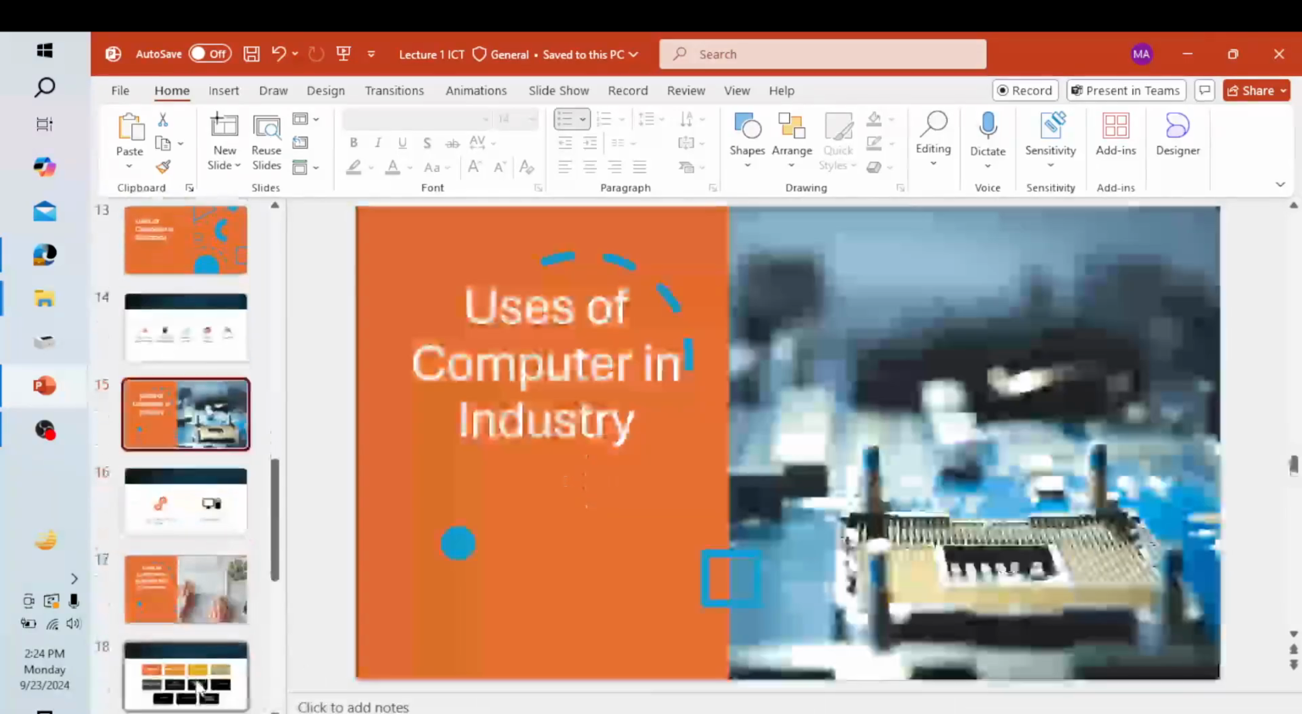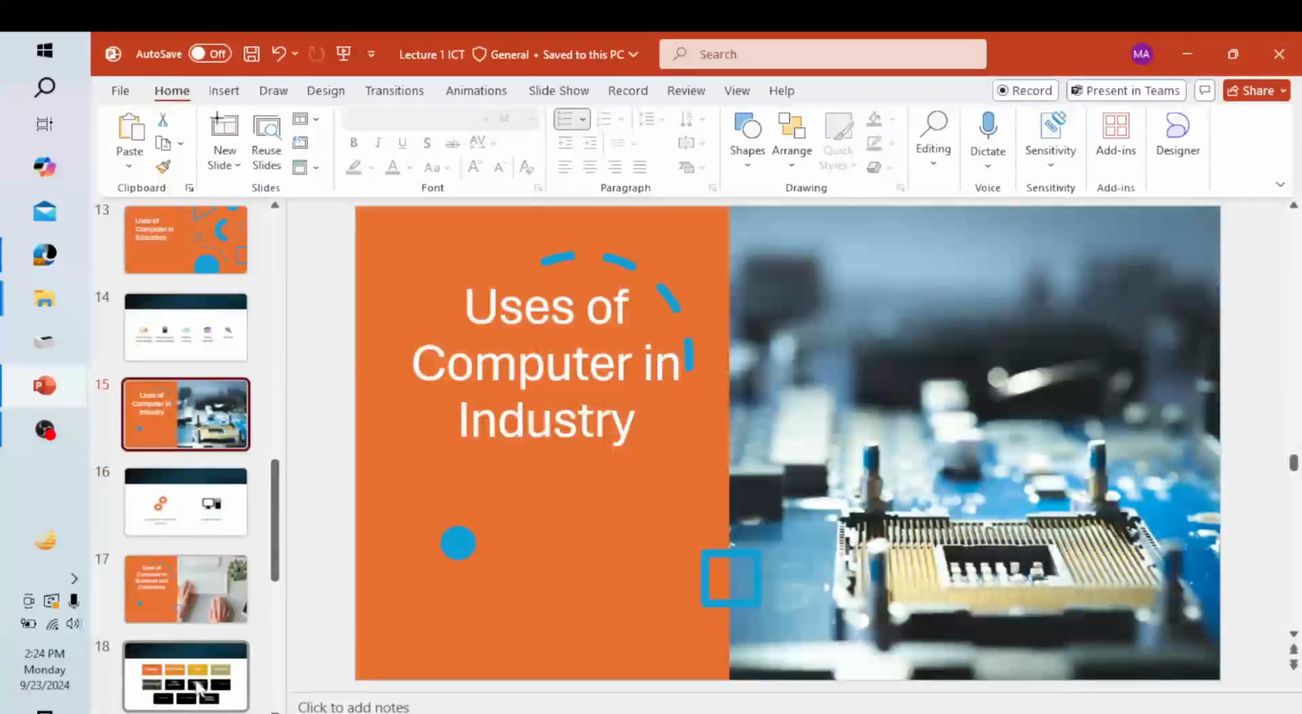The next one is the uses of computer in industry. It means that computers are used in industry in different types of systems. Robots are used to control many complex tasks. A robot is an automatic programmable machine. It moves and performs mechanical tasks. Computers can be used in industry in the following ways.